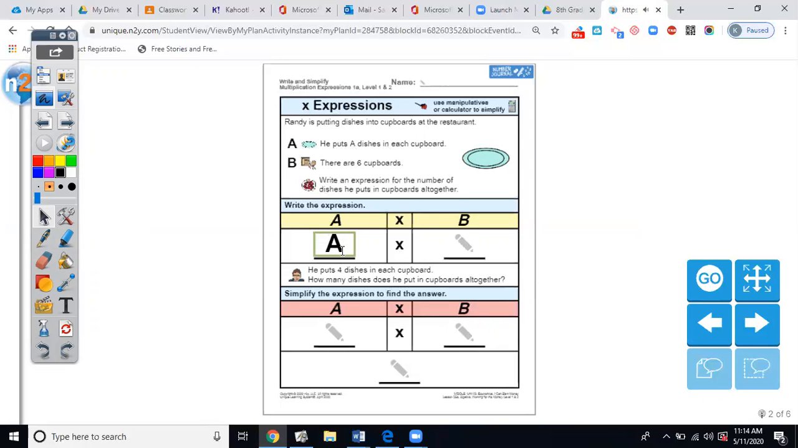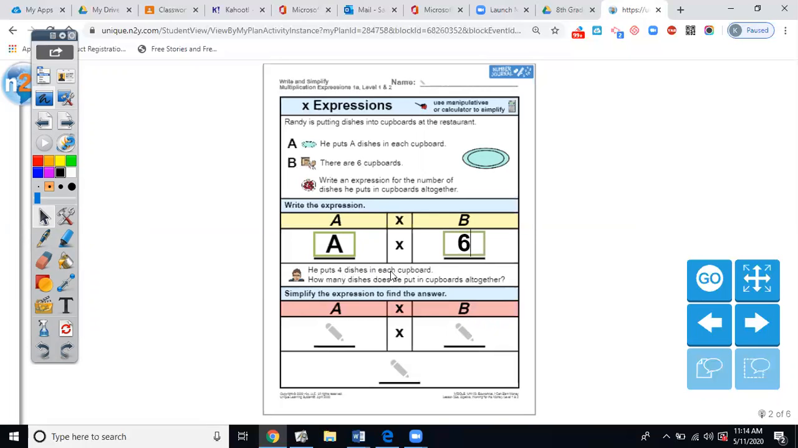Okay, so let's go to B. B, there are 6 cupboards. Okay, so every time you see B, we're going to put in a 6 because it just told us there are 6 cupboards. So B is the number of cupboards, 6.